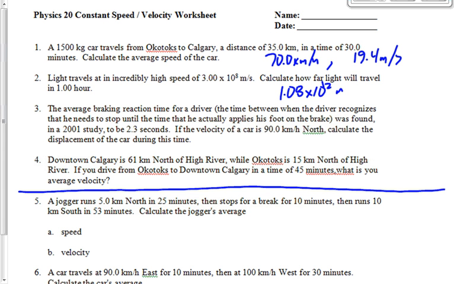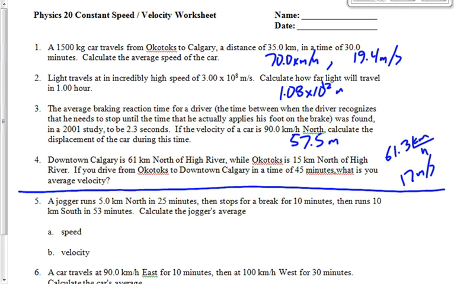Number 3, I get 57.5 meters. Number 4, I get 61.3 kilometers per hour, or I got 17 meters per second. By the way, when you see 2 different sets of units here, it doesn't matter which one you have. The only time it actually matters is when I specify. If I said, give me your answer in meters per second, then that's what I expect. If I just ask you for the speed or the velocity, use whatever units you want.